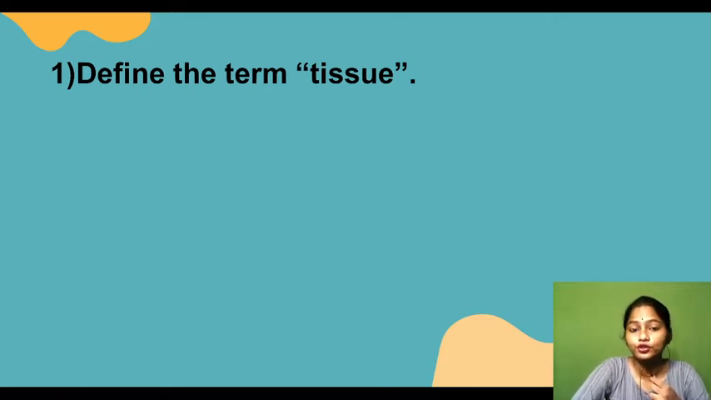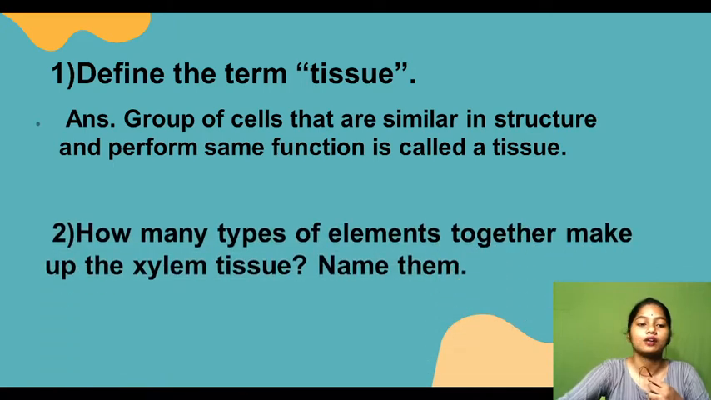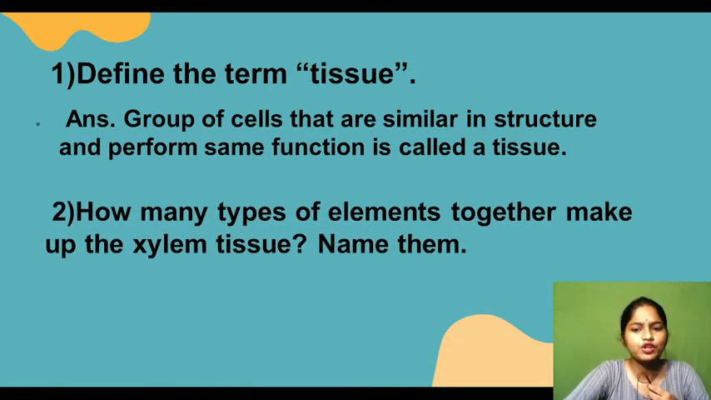What do you mean by tissue? Can you recall? Tissues are a group of cells, right? A group of cells which together perform a particular function. Group of cells that are similar in structure, their structure should be similar, and they perform the same function, is called a tissue. So tissues are groups of cells that are similar in structure and perform the same or a particular function. Clear?